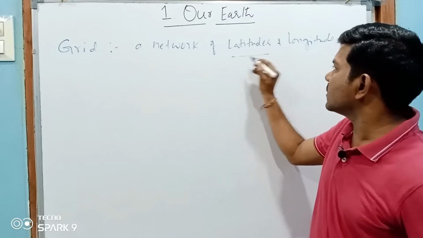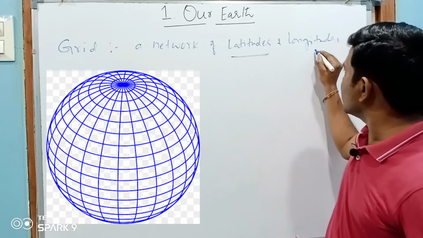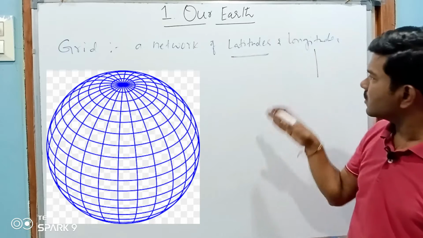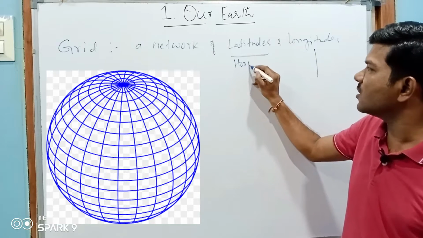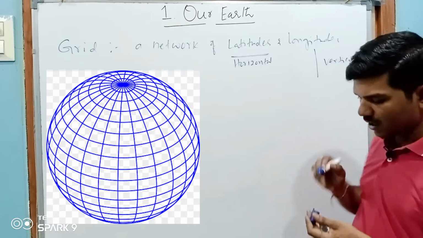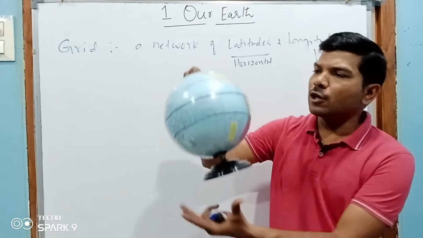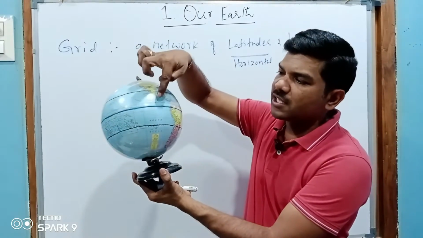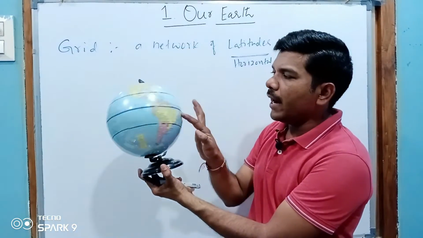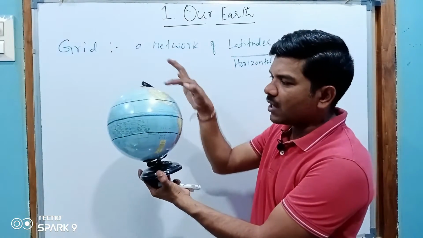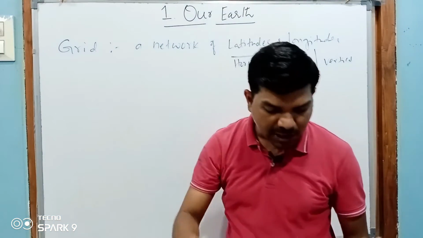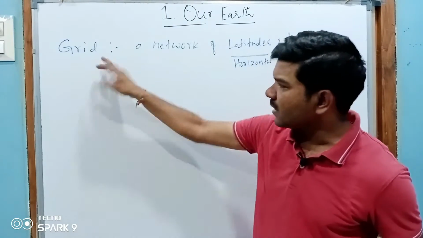Horizontal lines mean from west to east. Longitude lines, vertical lines, mean from north to south. So these are horizontal lines. These are vertical lines. If you observe the globe, this is the Equator, the Tropic of Cancer and the Tropic of Capricorn, and there are also certain vertical lines. All these lines make a network, and this network we call a grid.